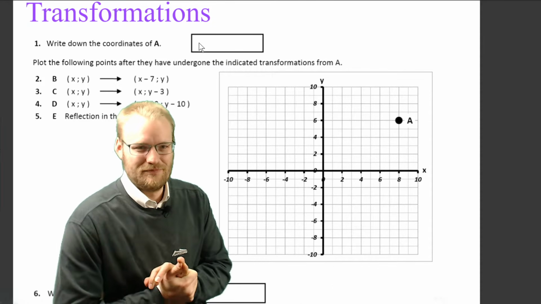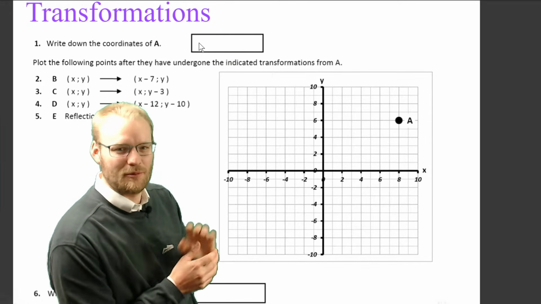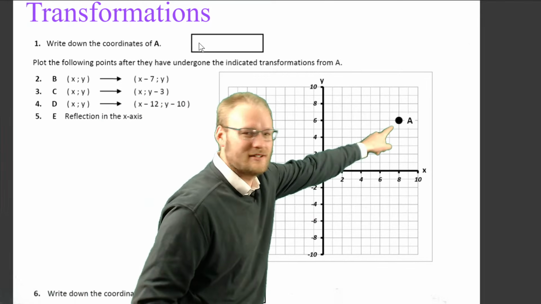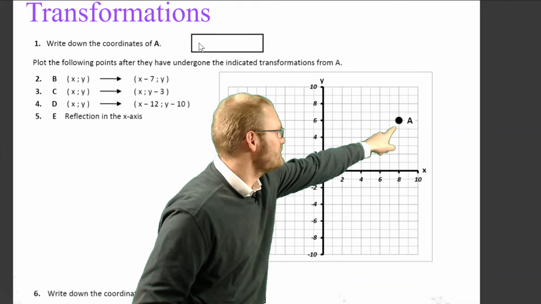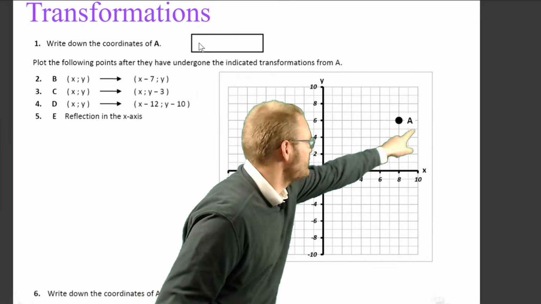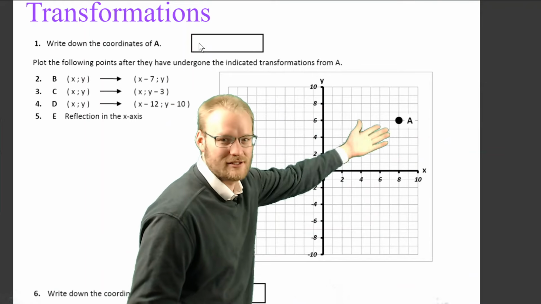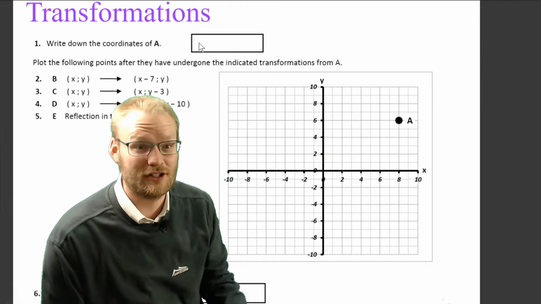So let's start. Transformations are just about moving things around. So we've got point A, let's remember where it is. There's point A, and all we're going to do is move this point A around and maybe reflect it about an axis.